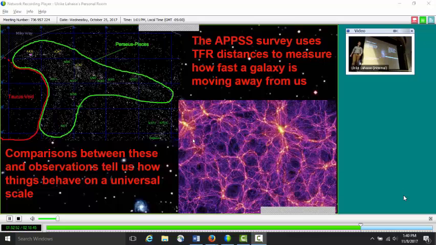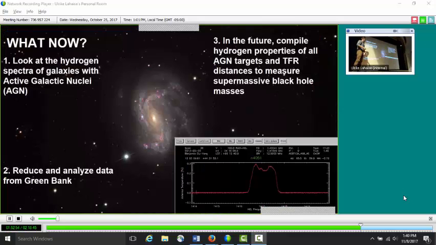So what now? What am I doing now? Well, I am working with Dr. Misty Bentz. As of right now, I'm looking at H1 data from active galactic nuclei, which has already been described before. Stuff that's fallen into the black hole.